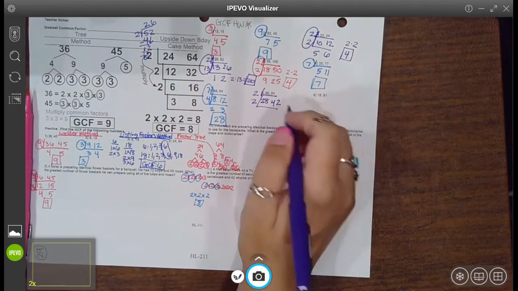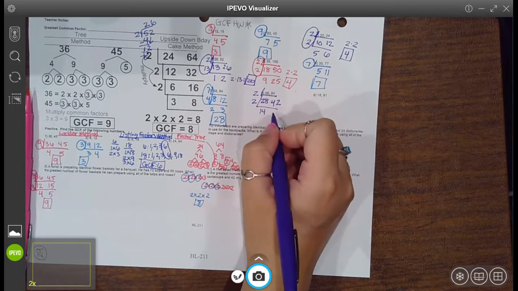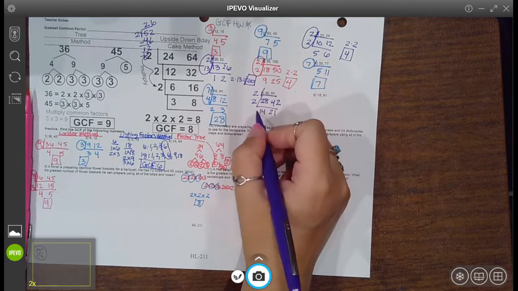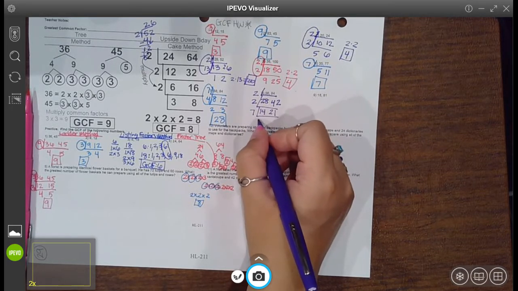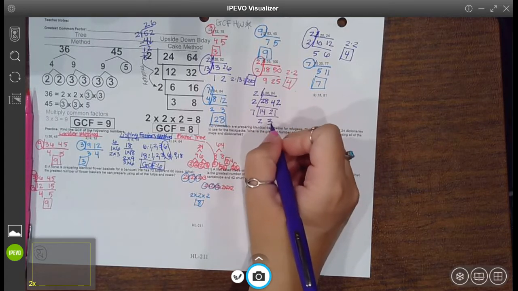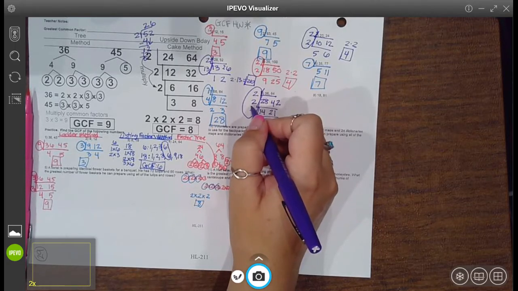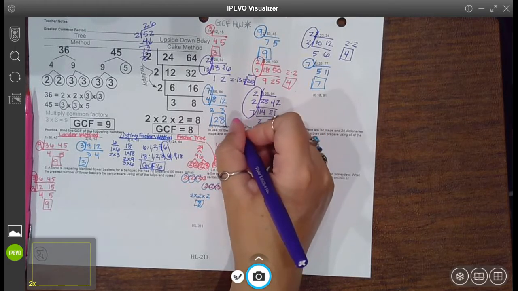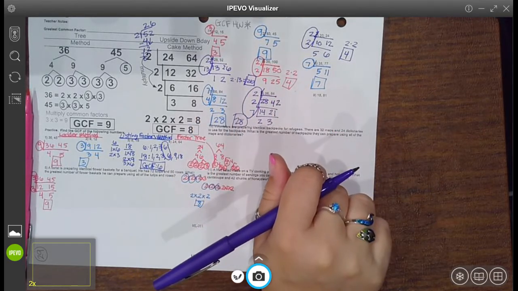And 2 times what is 28? 14. And 2 times what is 42? 21. Okay, I know that 7 could go into both of those. And 7 times what is 14? 2. And 7 times what is 21? 3. I can't keep going, so I'm going to multiply these. 2 times 2 is 4. 4 times 7 is 28 again, because it's the same two numbers I was finding the GCF of.